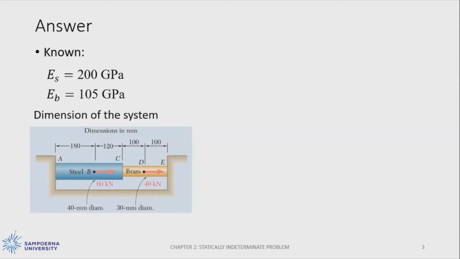To answer this typical question, we must list all of the known data in the question. The first one is E of the steel, which is 200 GPa, and then E of the brass, which is 105 GPa, and we have the dimensions of the system. We need a strategy to solve this kind of problem, and the strategy that we use is the superposition and partition method.